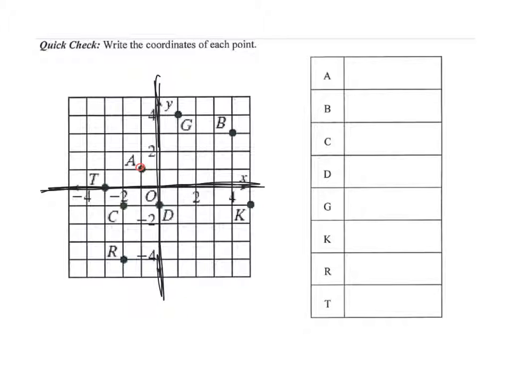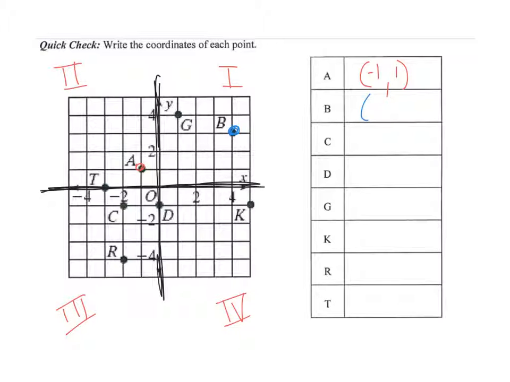So A is in order, first this is quadrant 1, 2, 3, 4. It's always good just to practice that. Now A is left 1, up 1. So the X, left and right, always goes first. Make sure you put parentheses and a comma. So since I went left 1, it's going to be negative 1. And I'm going up 1, so it's going to be positive 1. That's A.